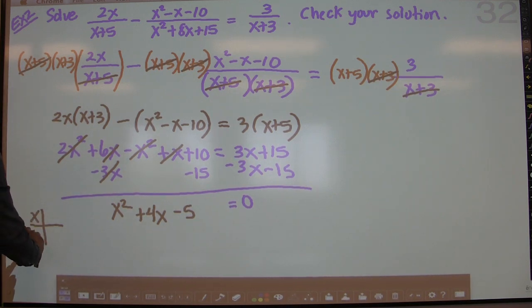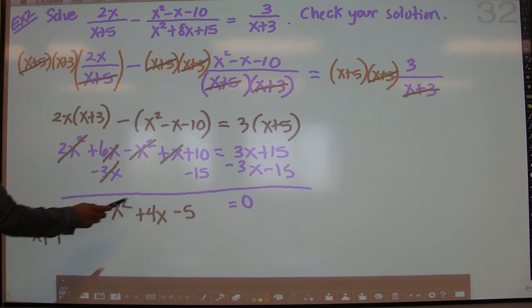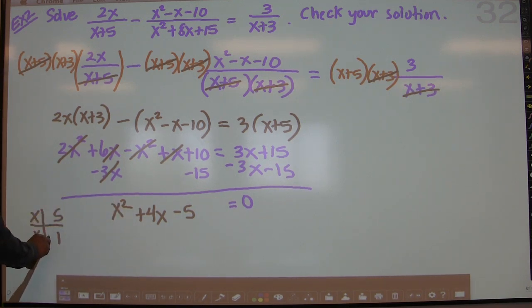So we have x and x. And to get 5, you have 5 times 1. But you want a positive 4. So if we take positive 5 and subtract 1, if my pen will work with me here.